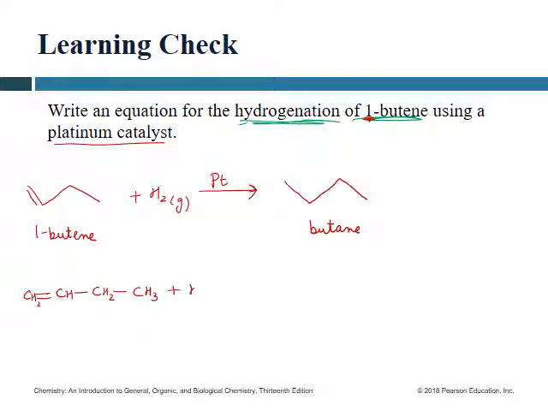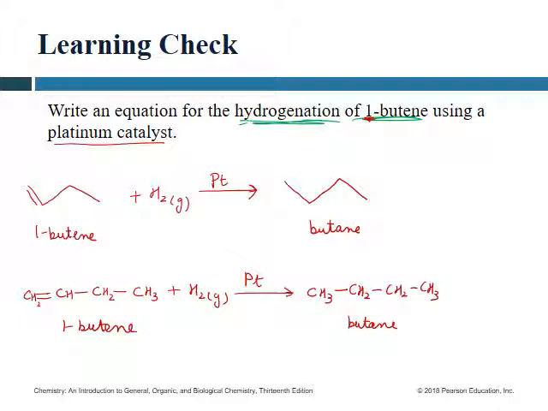This plus hydrogen gas in presence of platinum would turn into, you basically open up this double bond, it would become CH3, single bond CH2, and everything else stays the same. So this would be butane, and this is 1-butene.